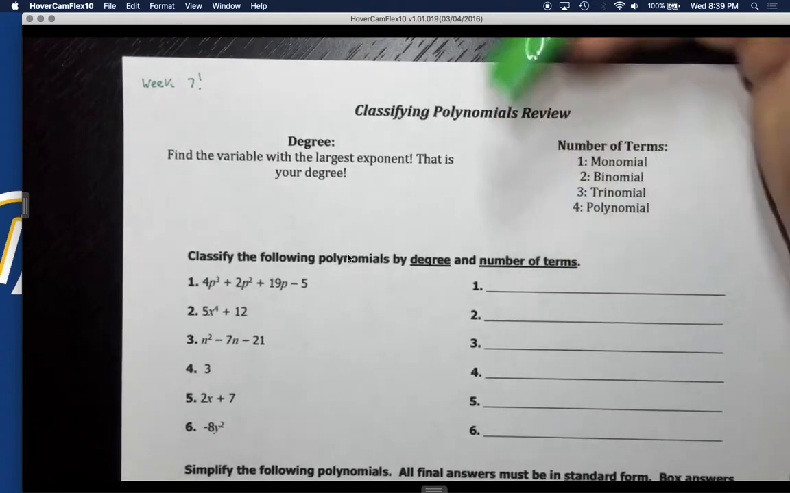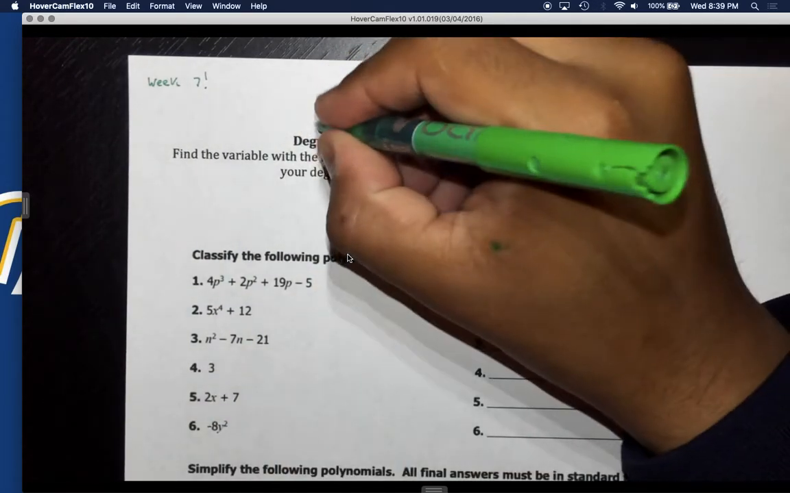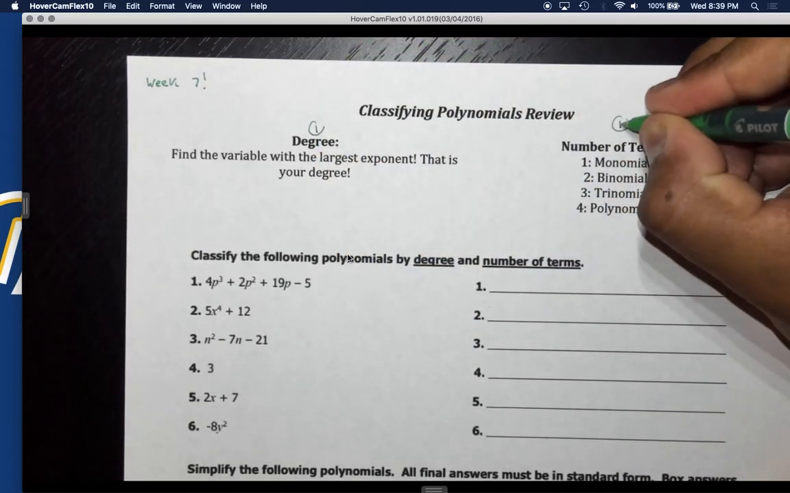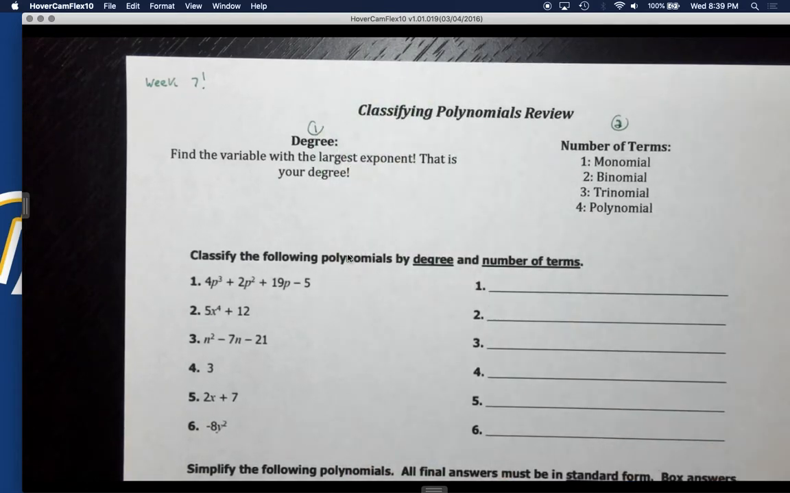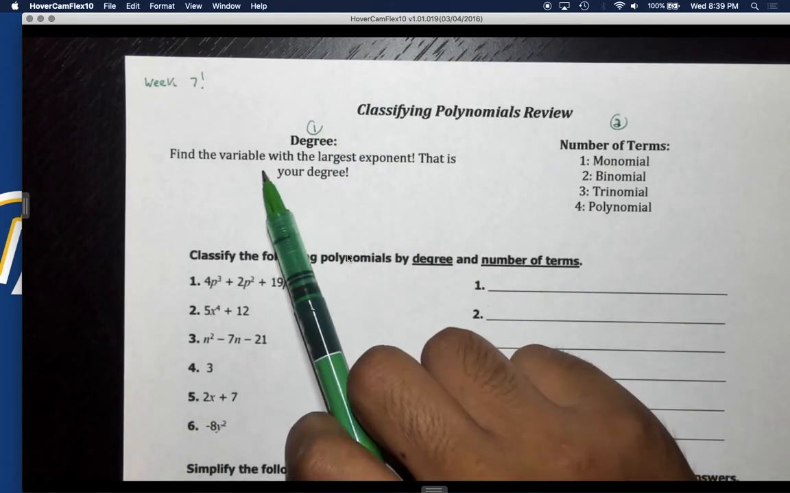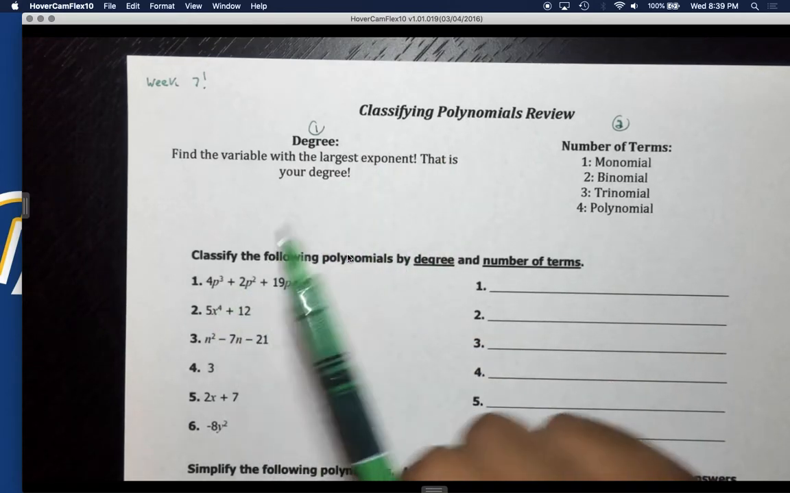So let's start. Classifying polynomials. There are two ways you can classify them. One is by the degree, and two is by the number of terms. In order to find the degree, it's really easy. You look at each term and look for the variable with the largest exponent. The exponent is your degree.